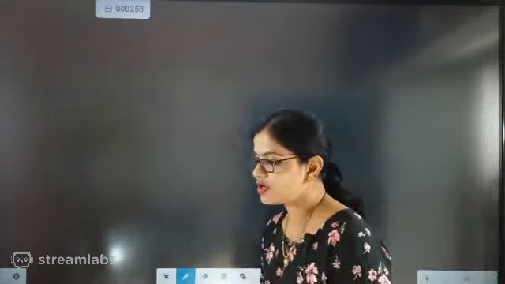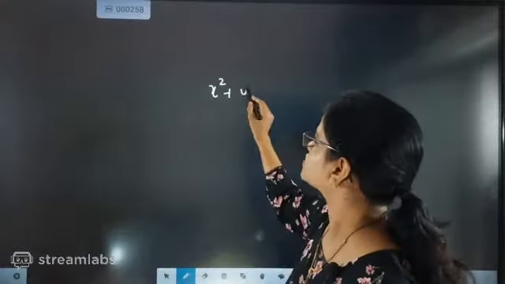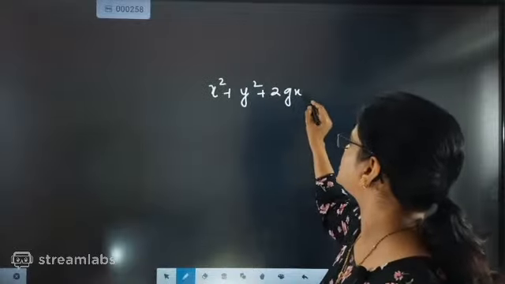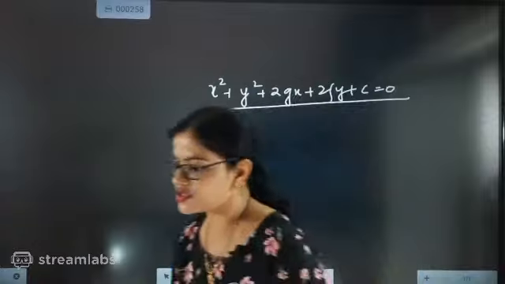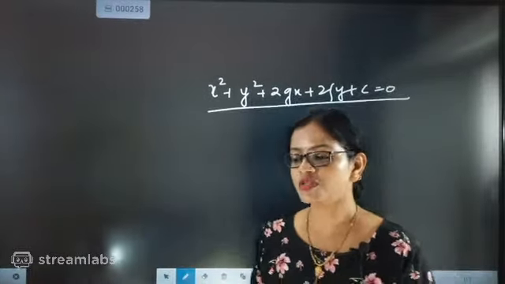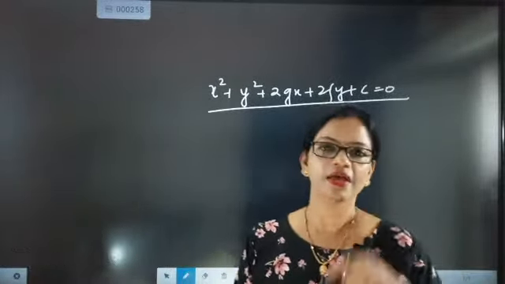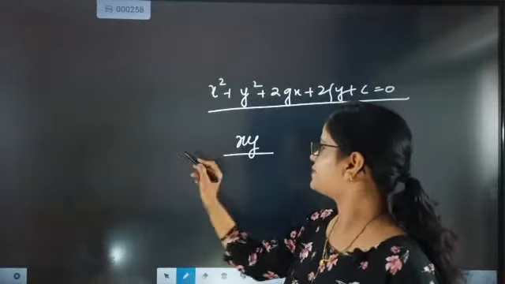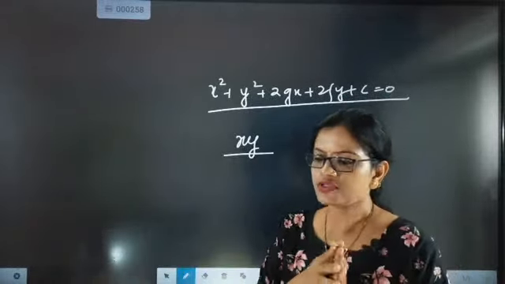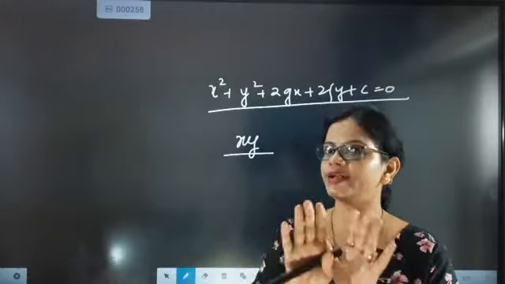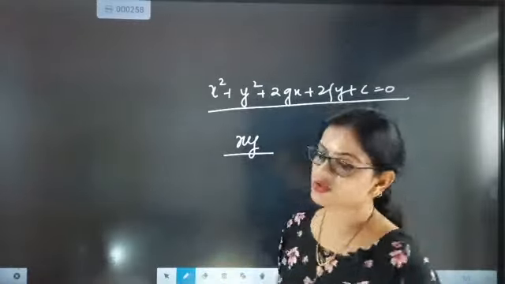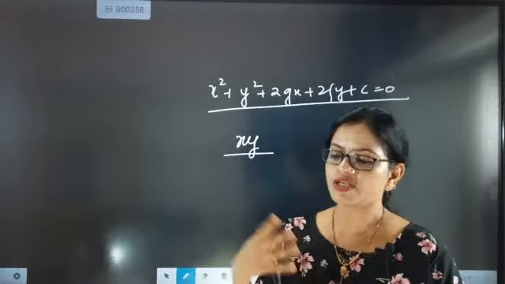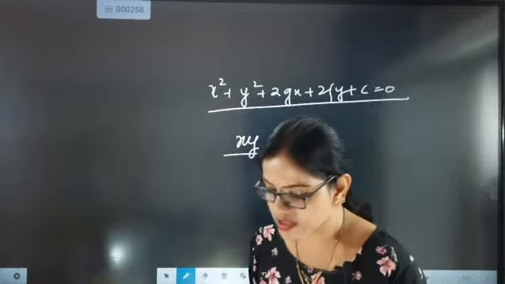Now the next important point is about the general equation of a circle. You have to remember some things: x square plus y square plus 2gx plus 2fy plus c equal to 0. This is the general equation of a circle. In it there is no coefficient of xy. For a circle equation there will be no xy term. Remember this part.